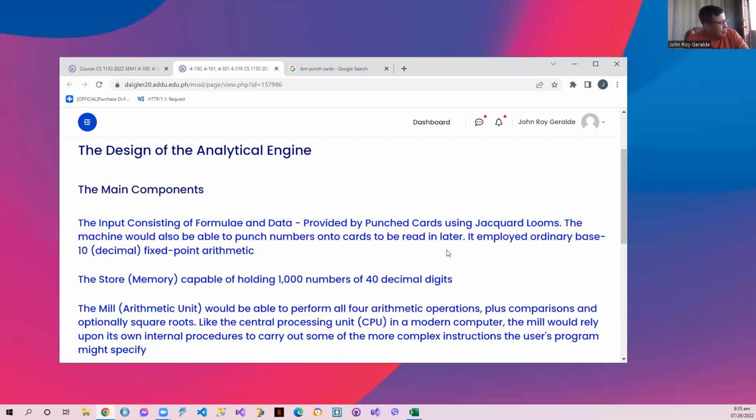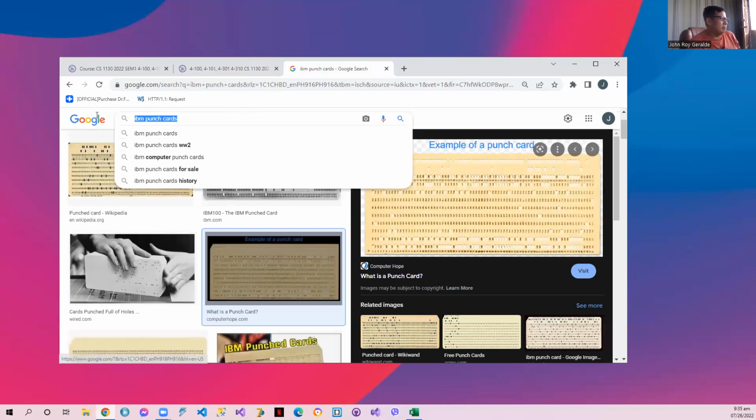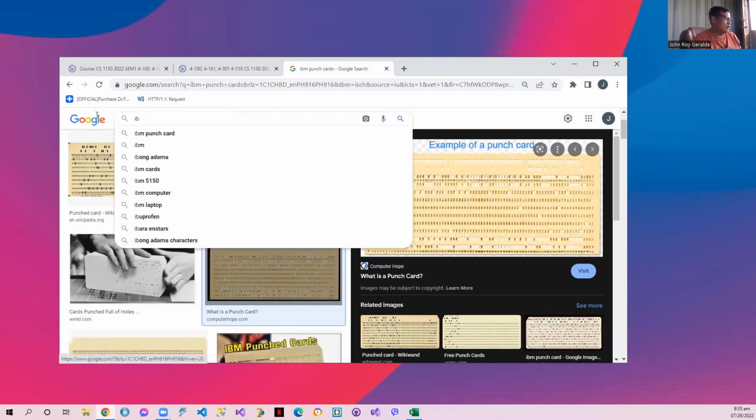Okay, the first main component is called the store. Nowadays we call it the memory. The memory can hold up to 1000 numbers, each of 40 decimal digits. You follow? Now during that time, the actual implementation by Charles Babbage was a smaller version of the analytical engine.